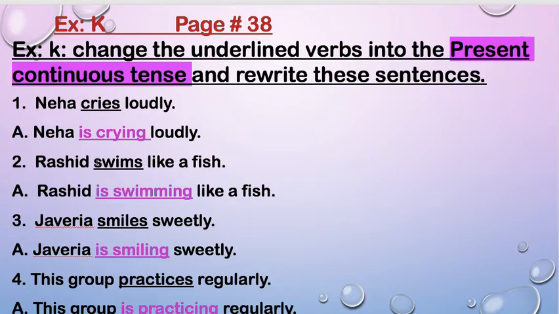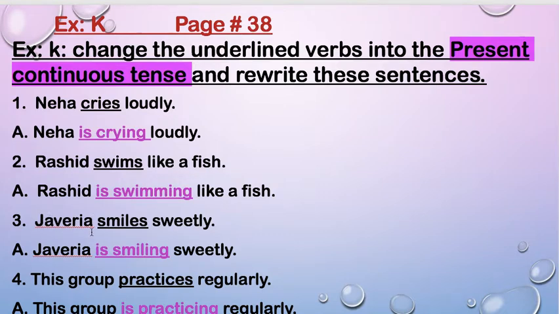So swims is in simple present tense. So we have to change it into present continuous tense. Rashid is swimming like a fish. So Rashid is the subject here and it is in singular form. That's why the helping verb will also be in singular form, is. Swim is the base form of the word and we are adding ing to it. So swimming will be the verb here and it will be in present continuous tense.